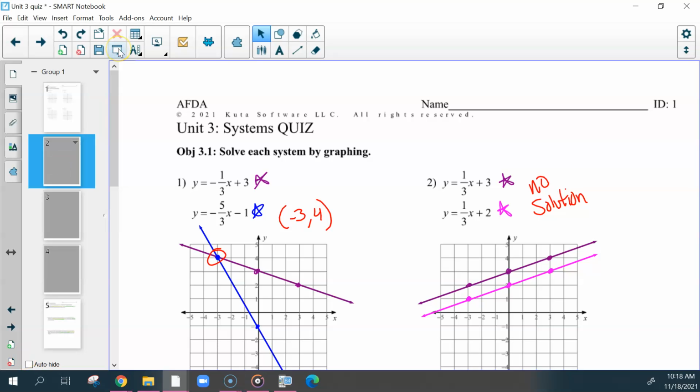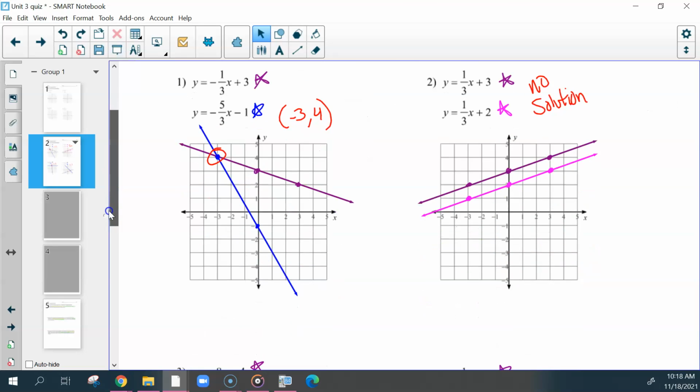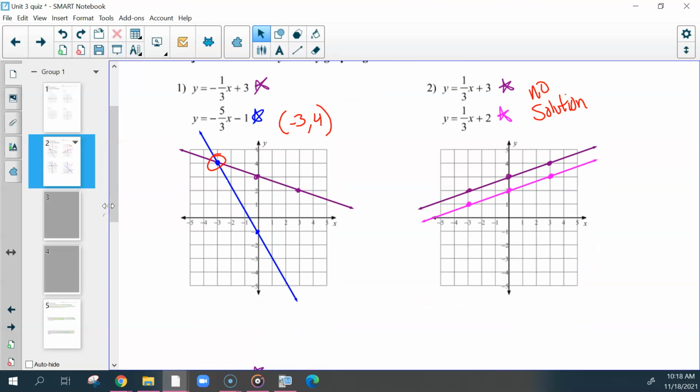So I went ahead and graphed these correctly. I'm going to talk through them. For number 1, you should have had a negative slope for your first line as well as a negative slope for your second line. Your solution should have been at negative 3, 4.